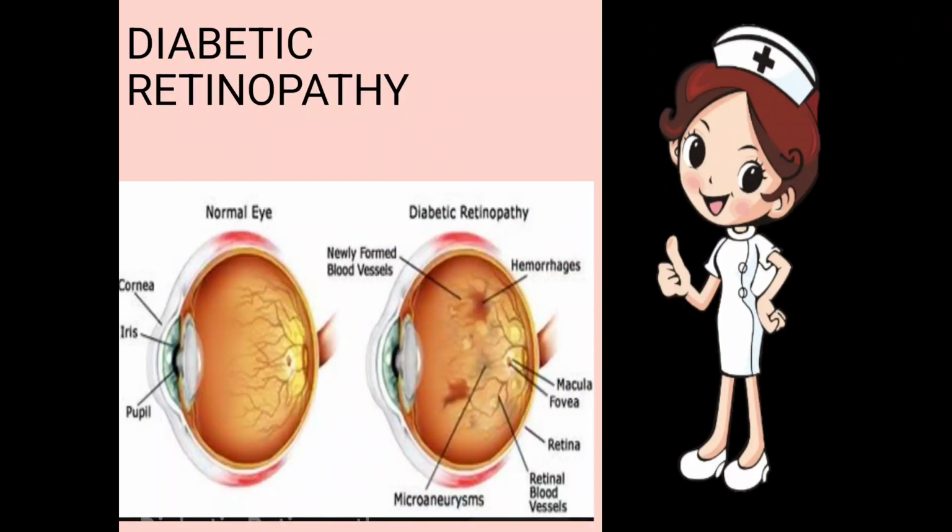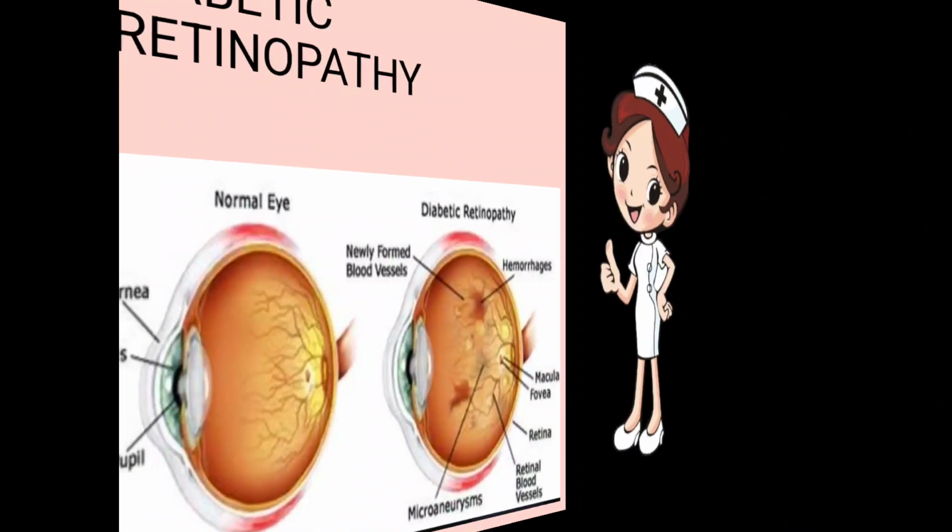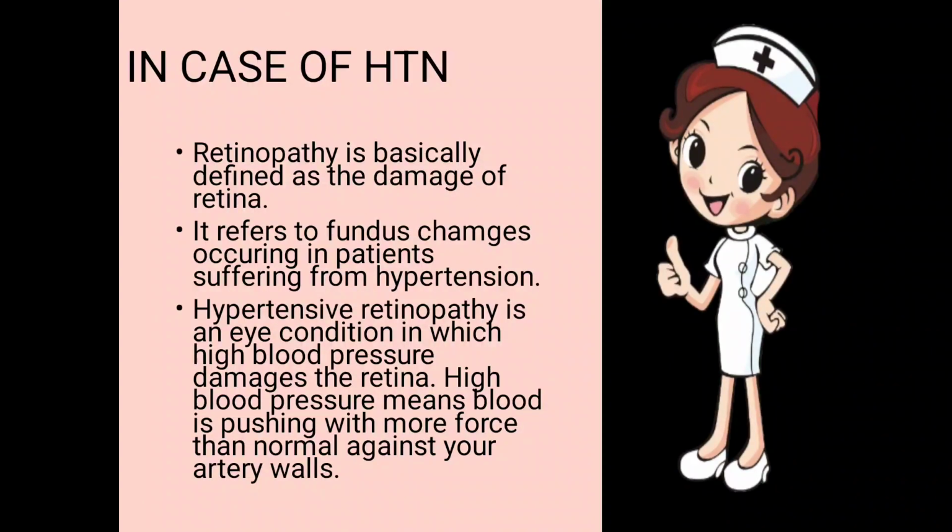Okay, so if a patient has these kinds of systemic illness, they need to be controlled properly. Strict blood sugar control is advised to the patient before as well as after cataract surgery.